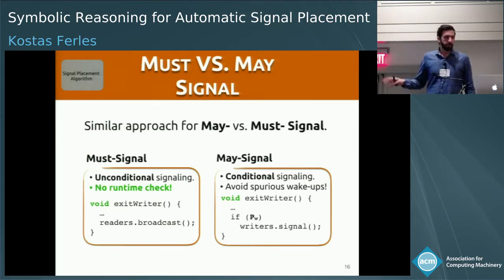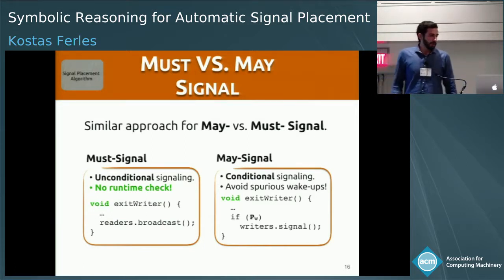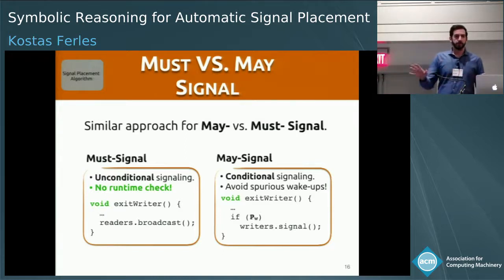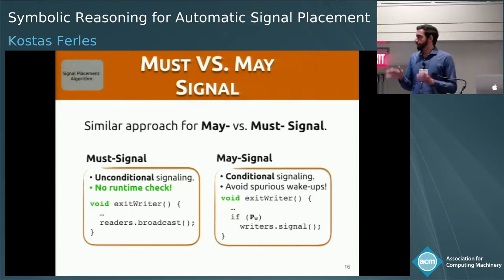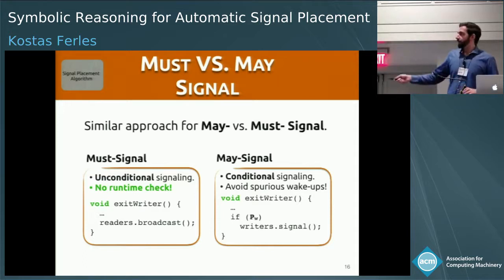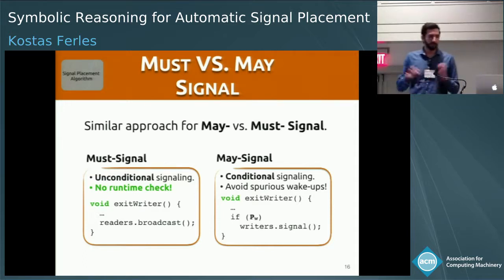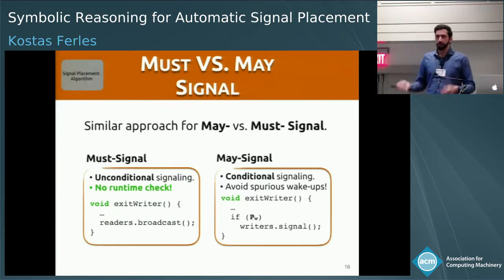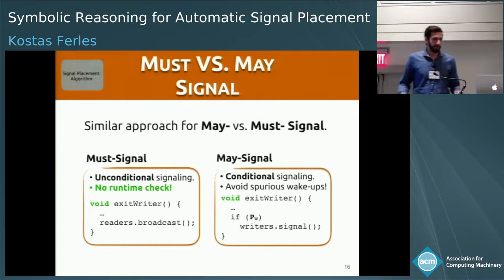But the only thing you need to know here is that it's going to affect the generated code from our tool. Specifically, if we infer a must signal case, we can perform the signaling operation unconditionally, and this is going to guarantee that we're not going to introduce any spurious wake-ups during runtime. On the other end, our algorithm is going to fall through to a may signal case if it cannot prove something definite about a wait until predicate. In this case, we're going to introduce a runtime check and perform the signaling operation only when the predicate associated with a condition variable holds. And we do that, of course, to avoid spurious wake-ups during runtime.